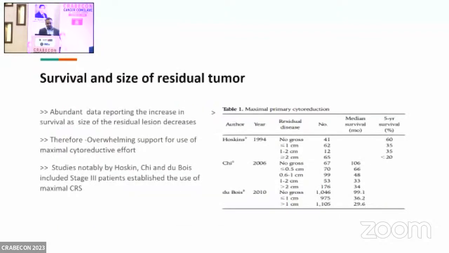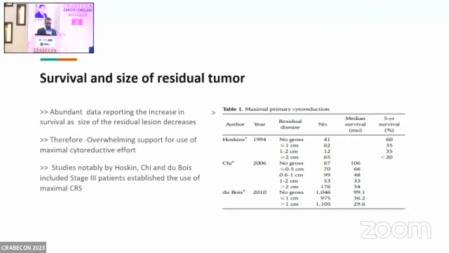Subsequent to the Griffiths paper, there was an abundance of data showing that as the size of the residual lesion decreases, the survival goes on increasing. Therefore, there was overwhelming support for the use of maximal cytoreductive effort. The trials I have mentioned here are the Hoskins trial, the trial by the Chi group, and the Du Bois group trial. All of these have shown that as the residual lesion decreases, the survival definitely increases, and they establish the use of maximal or optimal cytoreduction.